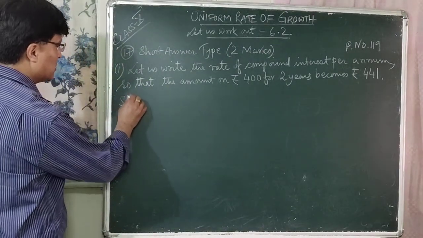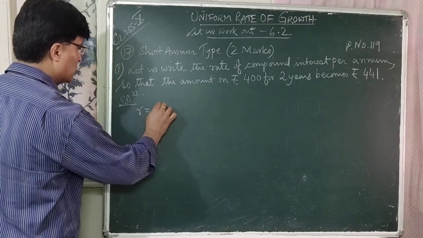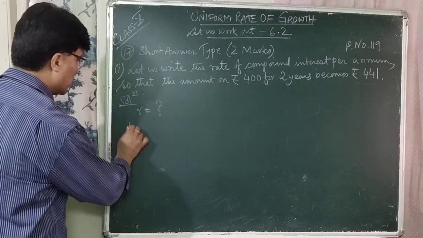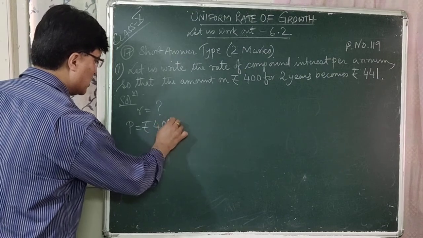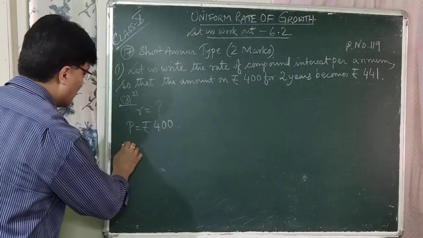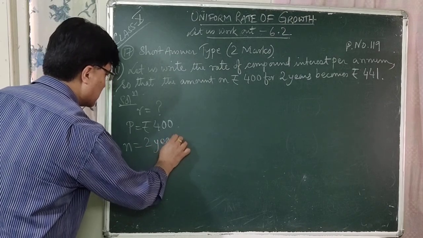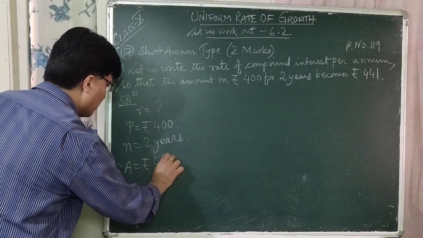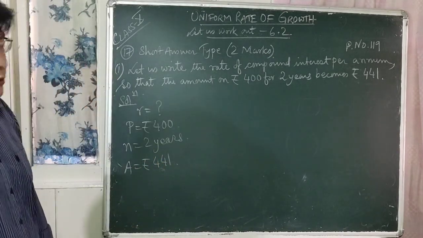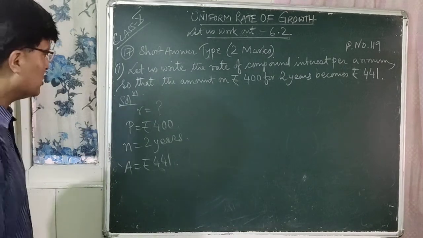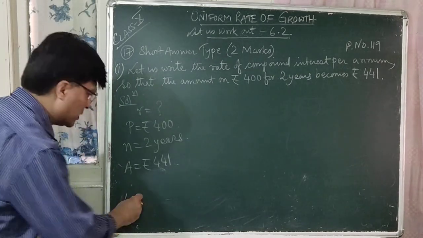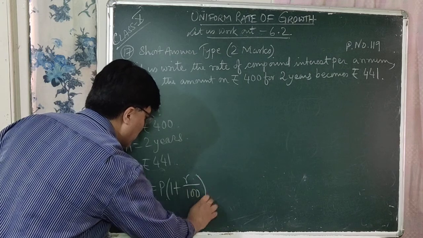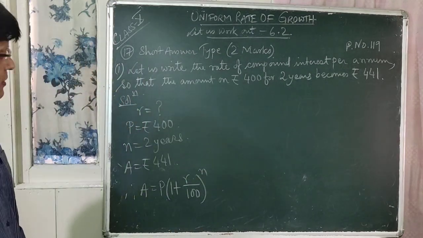So the solution is, here R is equal to question mark, the rate of compound interest per annum. What is the principal here? Principal is equal to rupees 400. What is the time? N is equal to 2 years. And the amount is equal to rupees 441. So which formula is used in this case? We know the formula: A is equal to P within bracket 1 plus R upon 100 whole to the power N.